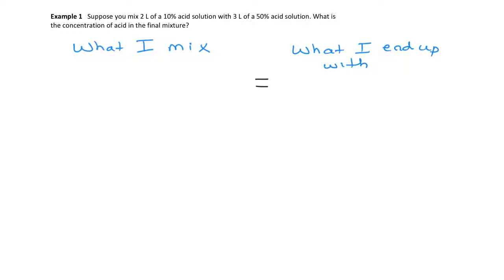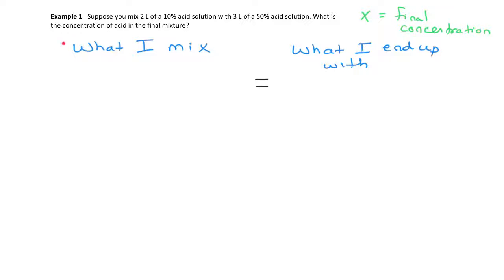Maybe just to note one other thing, what is the concentration of acid in the final mixture? Anytime you set up an equation, we're going to need a variable, so I think we should define one. I'm going to let x equal that final concentration. And with all of this, we should be able to set up an equation and solve for x.